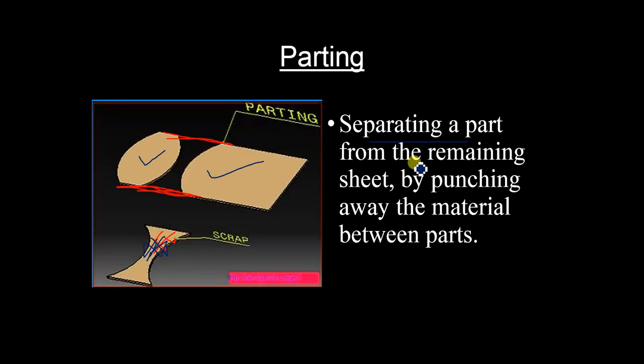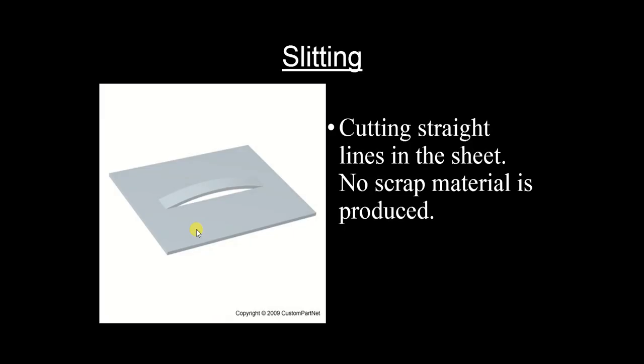So parting is separating a part from the remaining sheet by punching away the material between the parts. We are just punching off the material, and the leftover workpieces of metal will be utilized for different operations again. This operation is called the parting operation. I'll just go to the next slide.